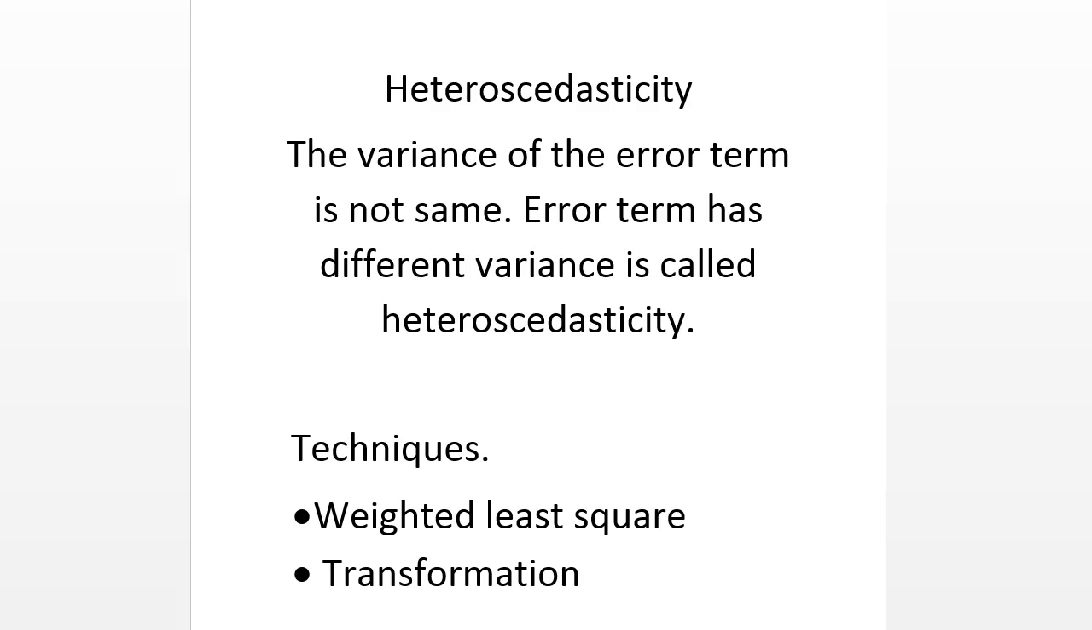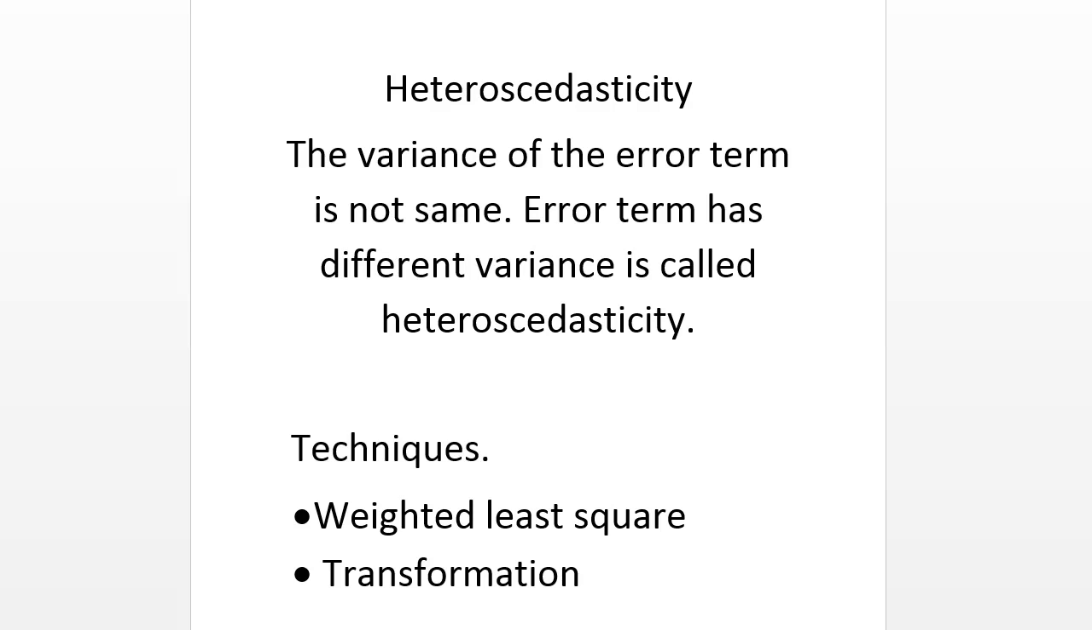Heteroskedasticity is when the variance of the error term is not the same. The error term has different variance. It's called heteroskedasticity. To eliminate heteroskedasticity from the data, different techniques are used. The two most commonly used techniques are weighted least squares and, second, transformation.